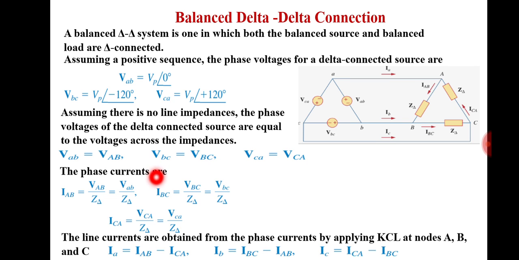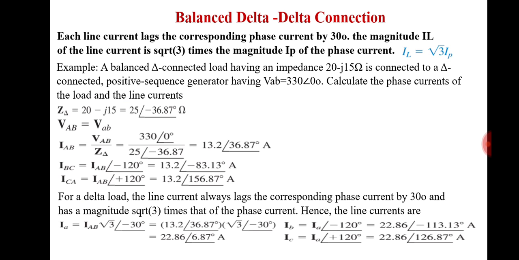And the line currents are IA is equal to IAB minus ICA, IB is equal to IBC minus IAB, IC is equal to ICA minus IBC. We already studied this in last lectures. Okay. Now each line current lags the corresponding phase current by 30 degree and the magnitude of line current is square root of 3 times the magnitude IP of the phase current. So IL is equal to √3 IP.